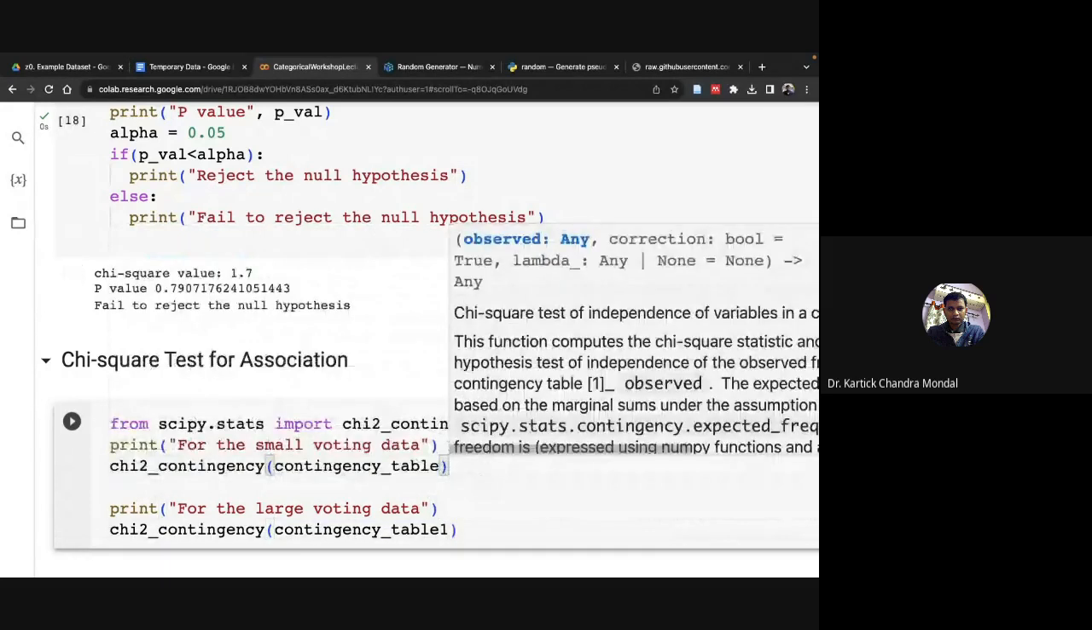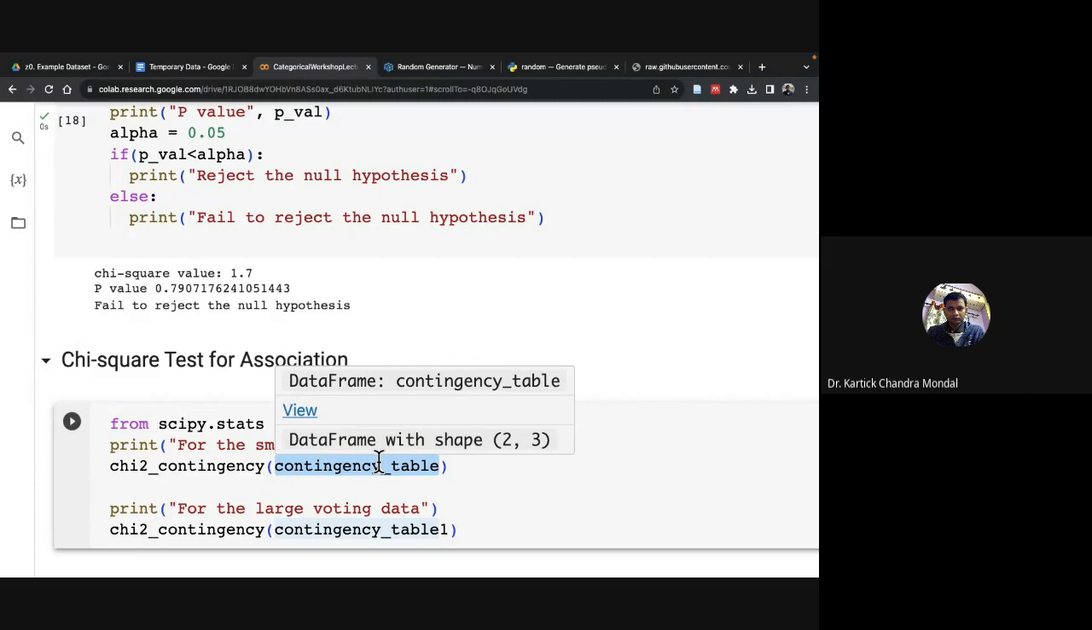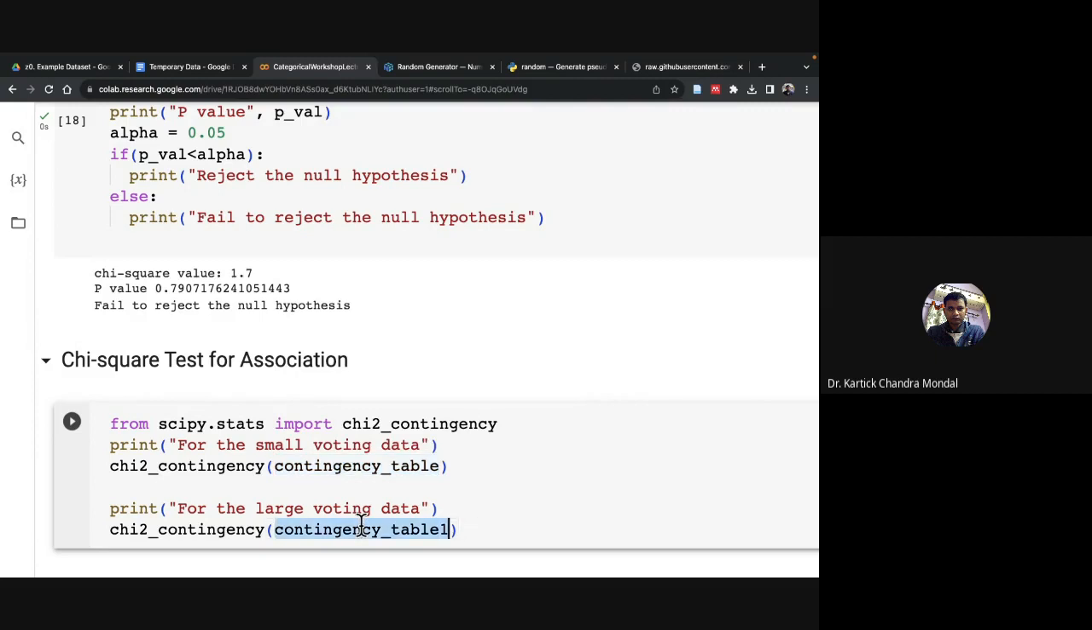So the contingency table has value 2 by 3, because 2 for gender and 3 for voting preference. And in contingency table 1, you have 3 by 4, 3 for gender and 4 for voting preference. So what output will it generate? First it will generate the chi2 value, then the p value.